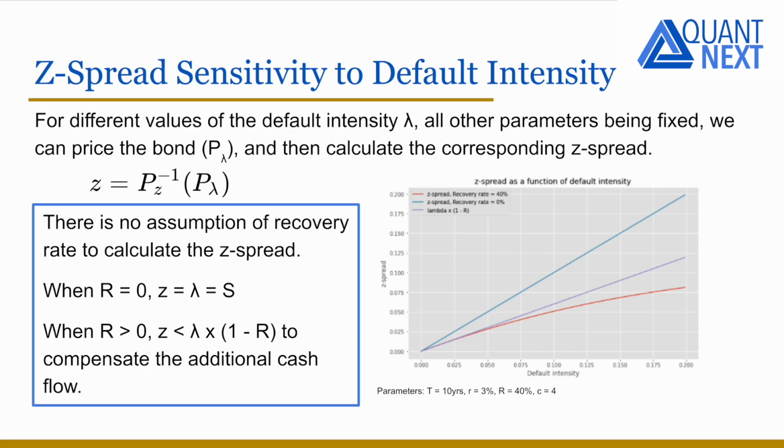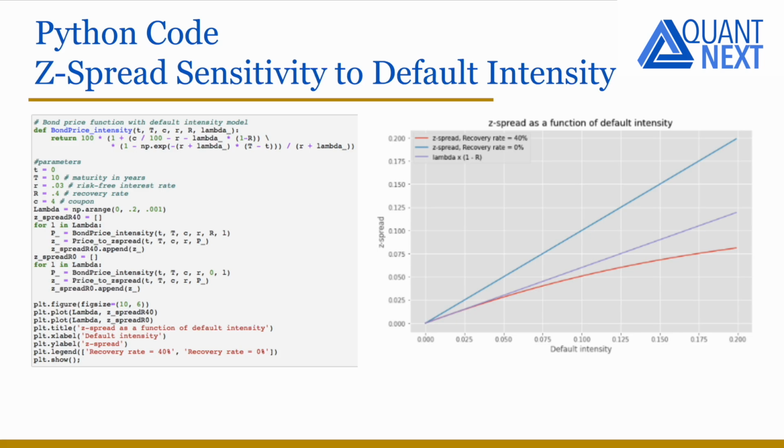We see that the Z-spread is equal to the default intensity lambda and to the credit spread S when the recovery rate is equal to 0. When the recovery rate is not null, we see that the Z-spread is below the credit spread S. This is to compensate for the additional cash flow, as there is no assumption of recovery rate when calculating the Z-spread. Here is a Python code doing that.